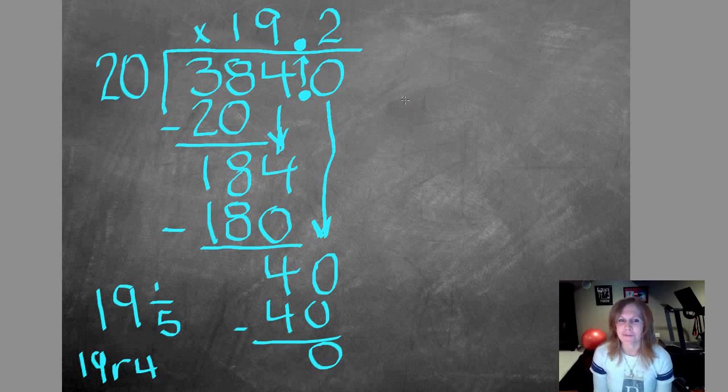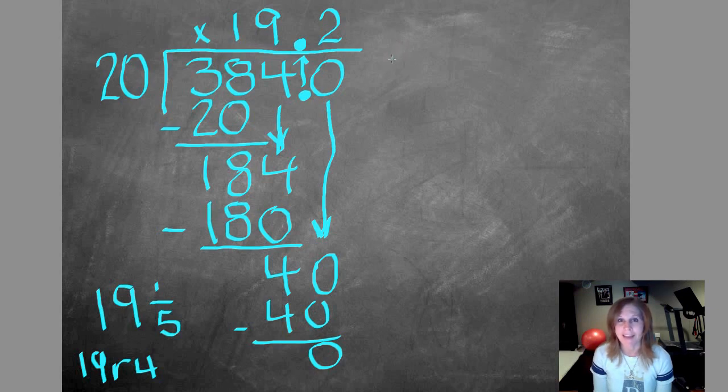What I want to show you now is that we have a remainder of 4. 19 with a remainder of 4. We also have 19 with a remainder of 1/5. Now, 19 and 2/10 looks like it's completely different numbers, completely different. And yet, it's actually the same amount. Let me show you how I know that.